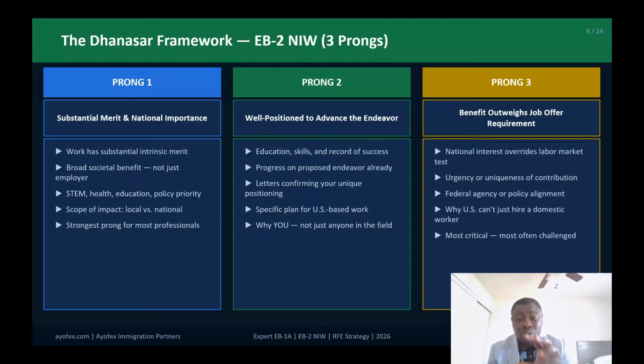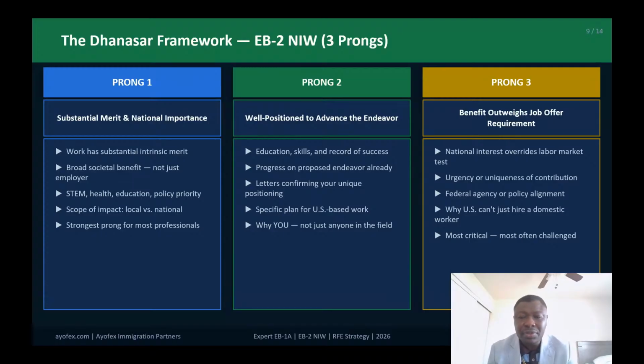So in determining whether you're well positioned to advance your proposed endeavor, USCIS looks at four things. Number one, your education, your skills, and your record of success in similar or related endeavors. Number two, they look at the progress that you have already made concerning this proposed endeavor. Number three, they look at the interest of relevant parties in your proposed endeavor. And number four, they look at your plan for future activities concerning your proposed endeavor.